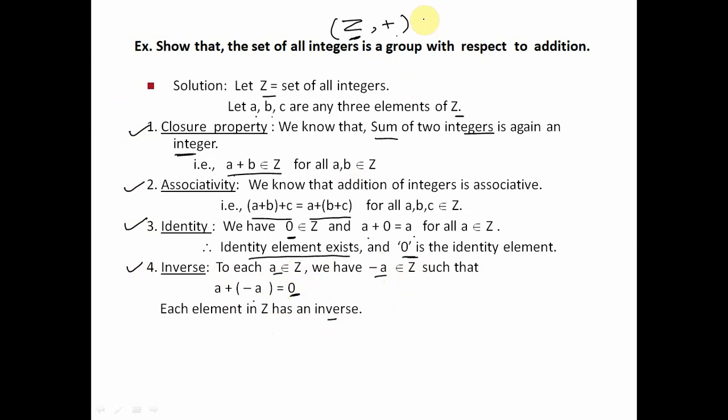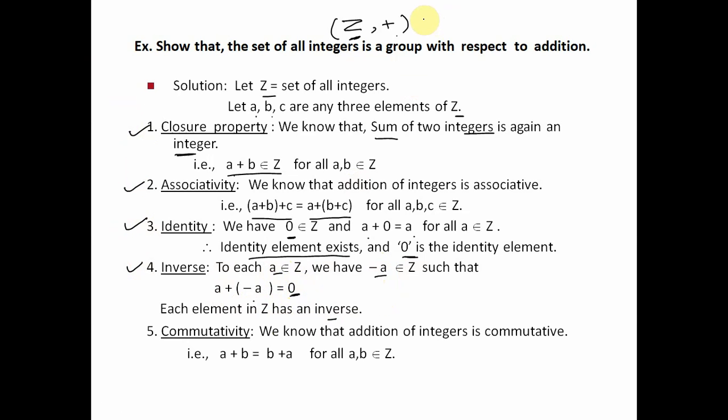But let's go one step further. Let's check whether it is commutative or not. We know that addition of integers is commutative. Why? Because a + b is equal to b + a. So not only is it a group, but it is actually an abelian group.